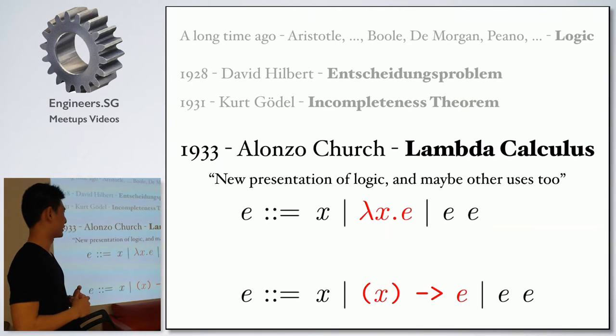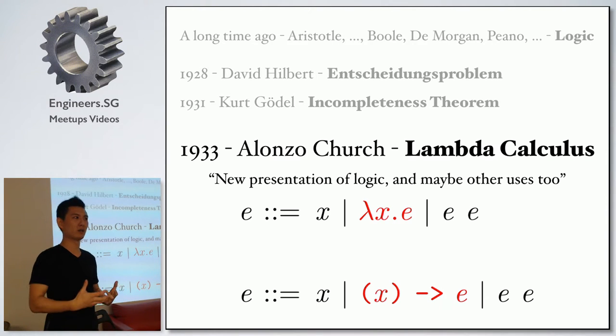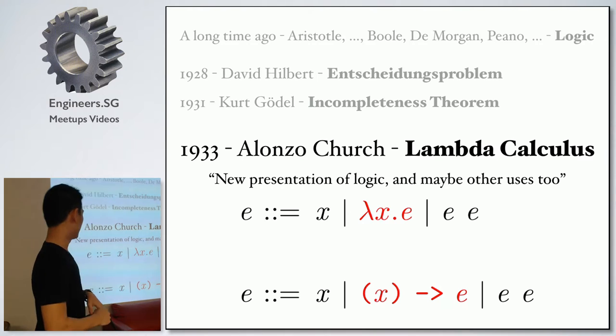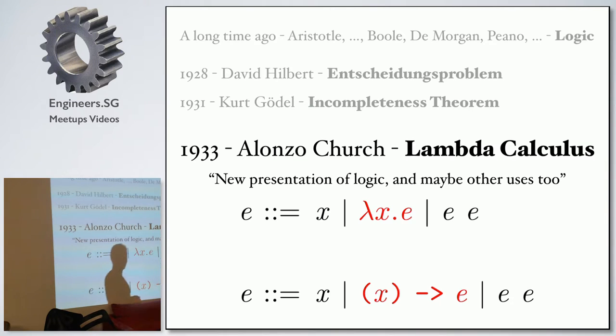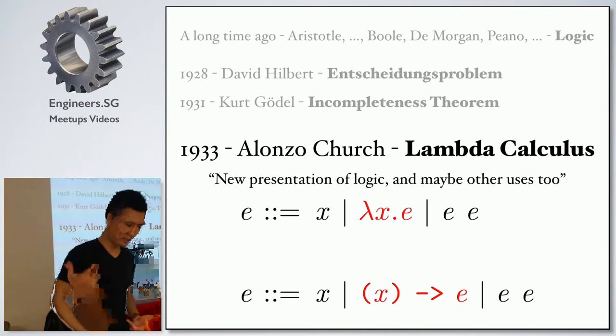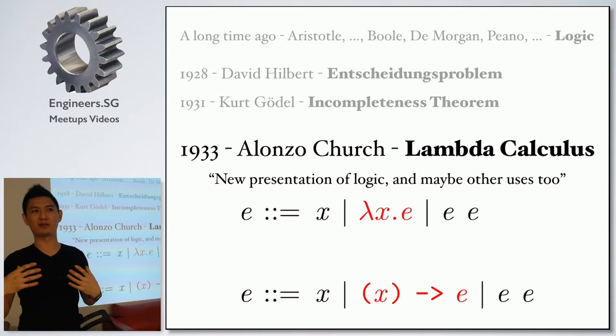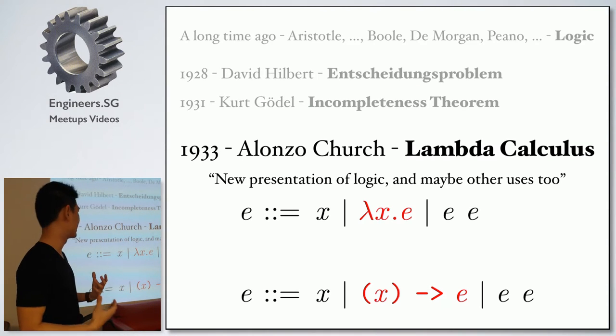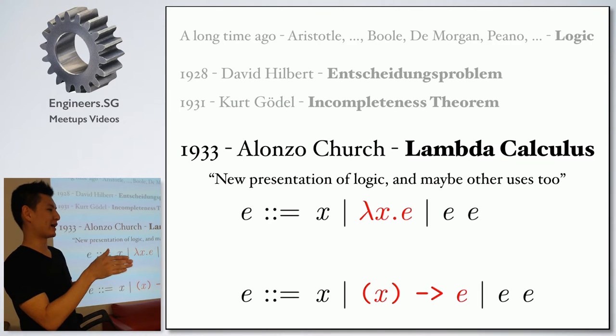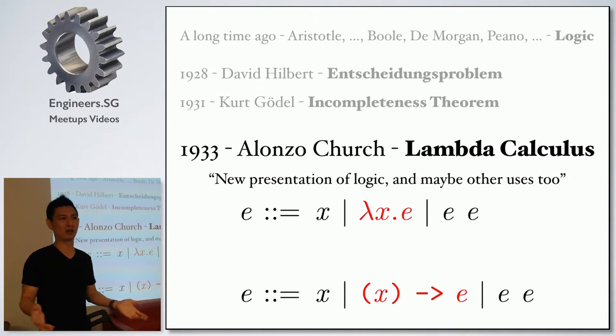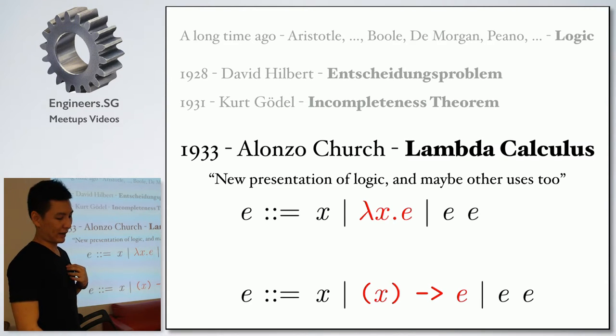Alonzo Church came up with the lambda calculus, which is kind of like a way to represent computation. If you're not familiar with lambda calculus, this is a modern representation of it, where you have a variable, you have functions that take in variables, and then you have function application at the back. So it's kind of like a universal representation of computation. And the thing is, originally Alonzo Church didn't decide to use lambda calculus as a form of computation. It's more like a new representation of logic. And also, there's this line at the end of his paper that says, maybe there's some other usage of this lambda calculus. And who knew?